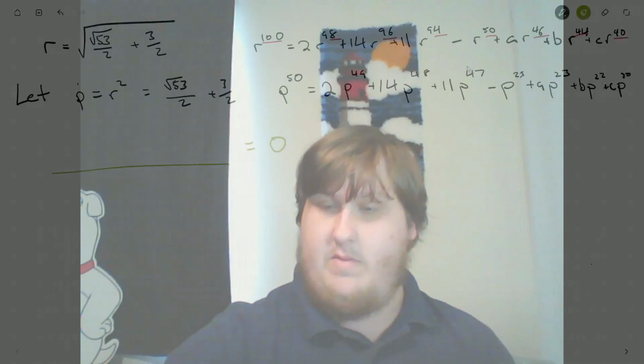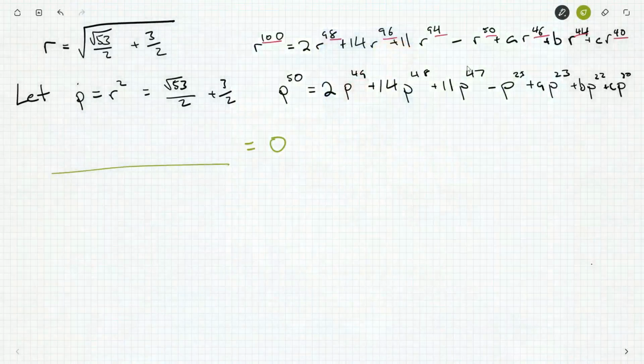The other thing I'm noticing here, and I don't know if this is something I can use or just some weird artifact of our choice of p, but there is clearly a divide.